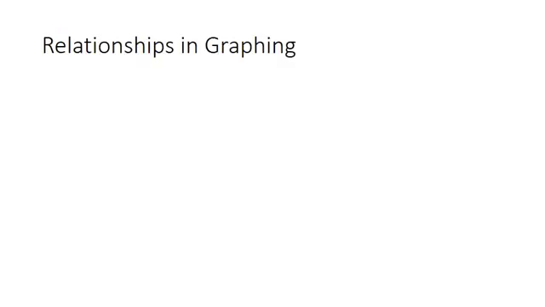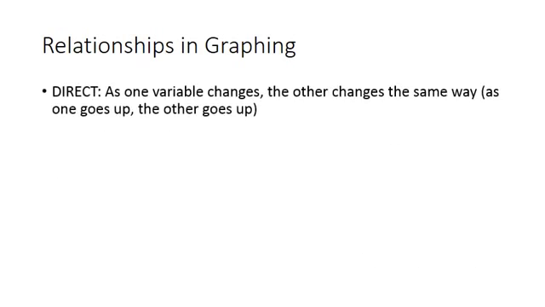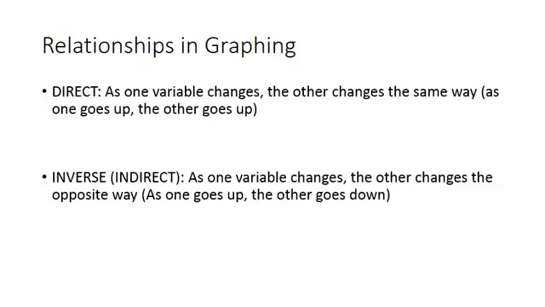Another thing that you guys need to be able to do is explain relationships. This is going to be important throughout the whole year, talking about direct and indirect. So direct just means that as one variable changes, the other one goes the same way. So as one goes up, the other goes up. And indirect, which is also called inverse, they mean the same thing, is just the opposite. So as one variable changes, the other goes the other way. So as one goes up, the other goes down, or as one goes down, the other goes up.